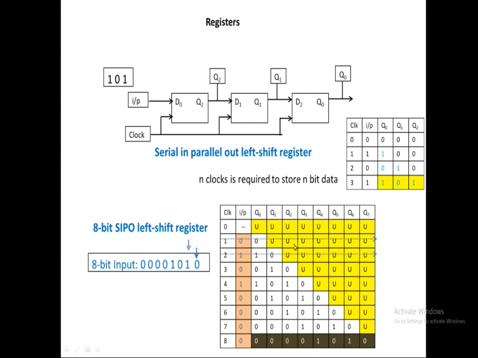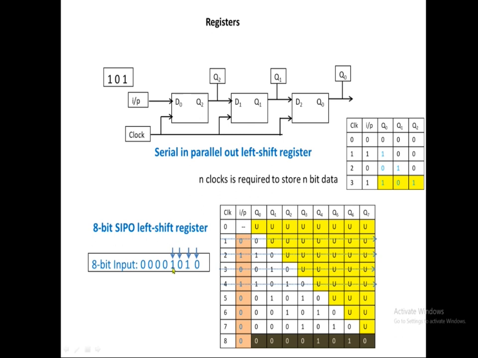Now after the second clock cycle, the second input 1 will be fed into the last flip-flop, that means D flip-flop 0, and the corresponding Q0 will have the value 1, and Q1 will receive the previous value of Q0 which is 0. Similarly in the third clock cycle, the third input 0 will be fed into D0, and the output Q0 will be 0. Q1 will receive the previous output of Q0 which is 1, and Q2 is going to receive the previous output of Q1 which is 0.